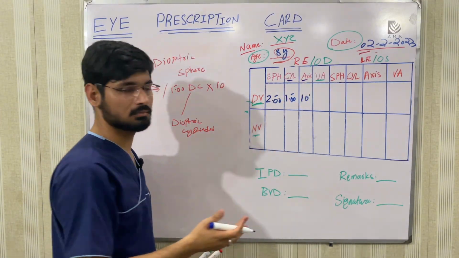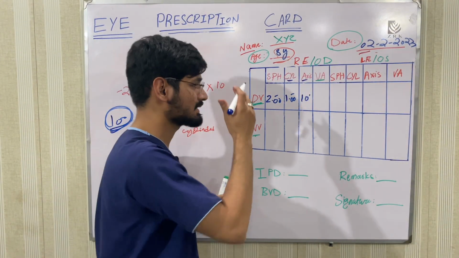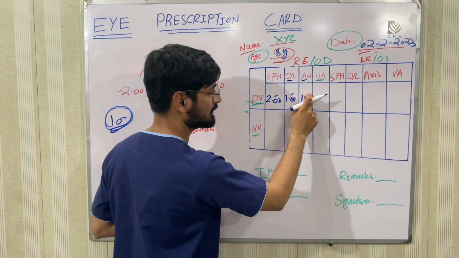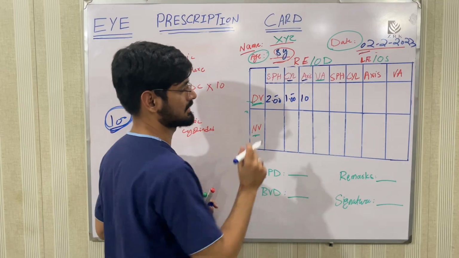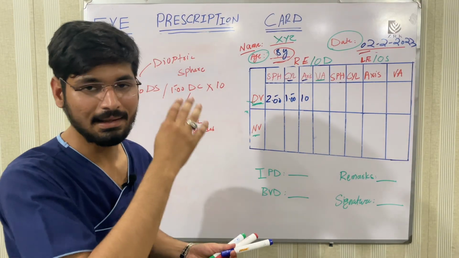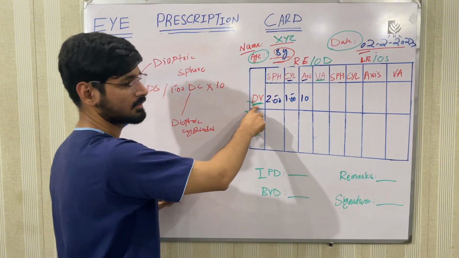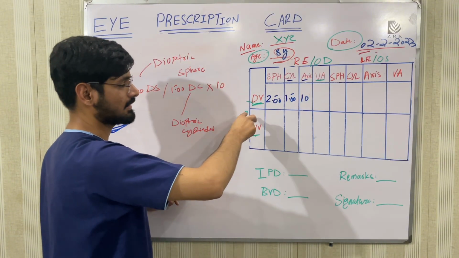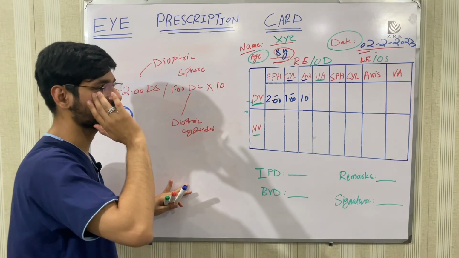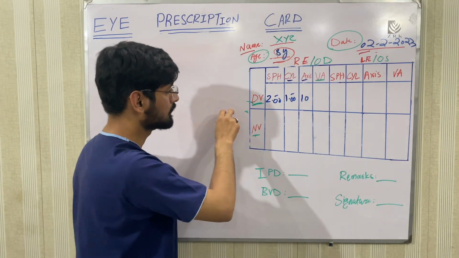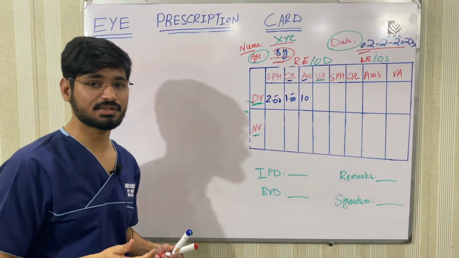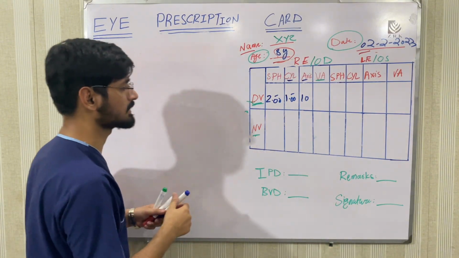Axis also means this is an angle. We are talking about the angle. So don't mention a degree sign with axis, because axis already means that we are talking about the angle. By DV, meaning distance visual acuity, I am able to understand this is the row where I can write the distance visual acuity number. The next step, what is the visual status of the patient? What is the visual acuity of the patient?